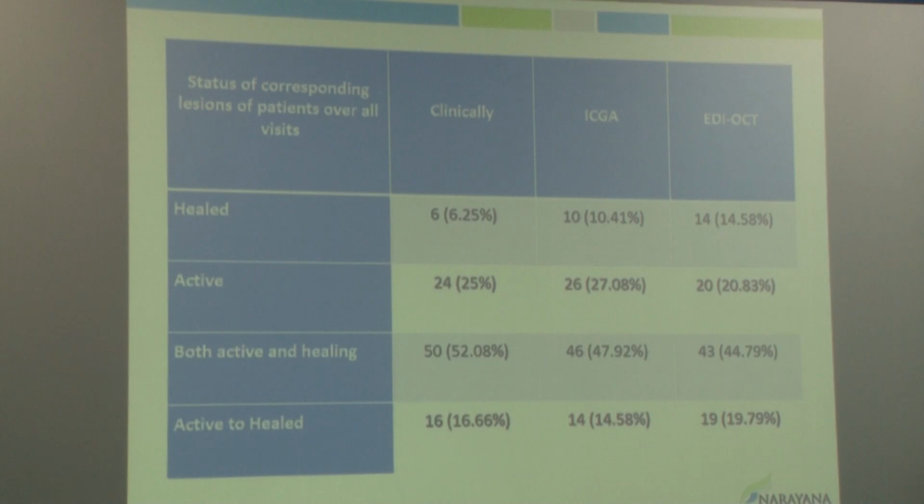Both active and healing lesions were difficult to pick up clinically, because clinically we based it on the vitreous haze or vitritis that we saw. But on EDI OCT, it was very clear to make out whether a lesion was showing features of both healing as well as some amount of activity, based on the reflectivity that we saw. And for active to healed, again, healed lesions were more when it came to the OCT.